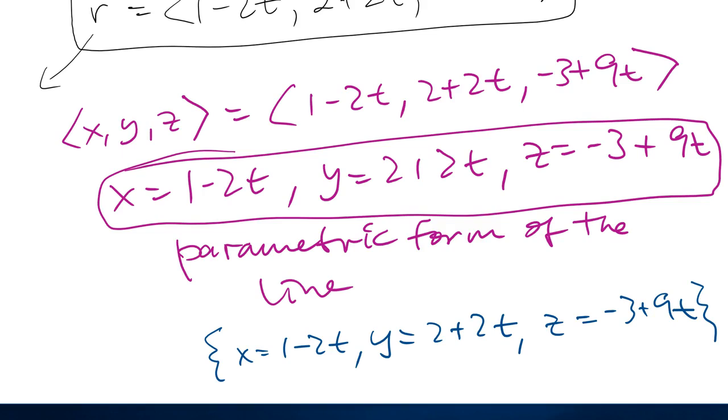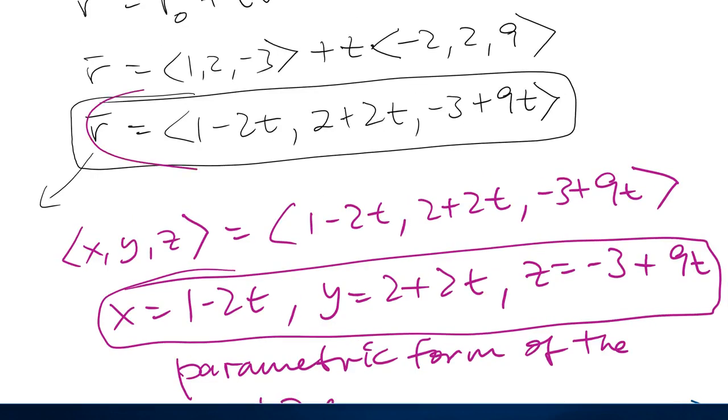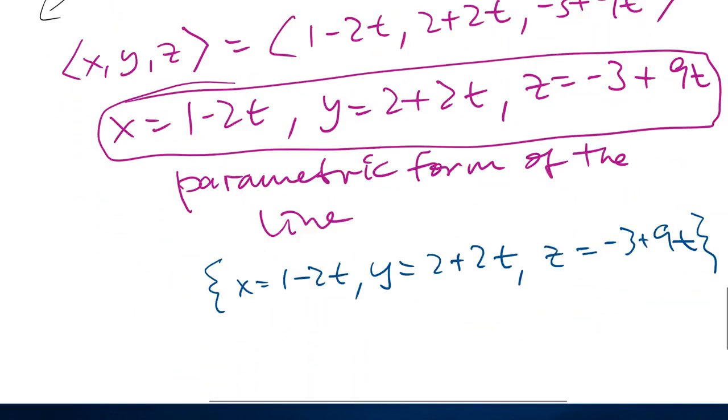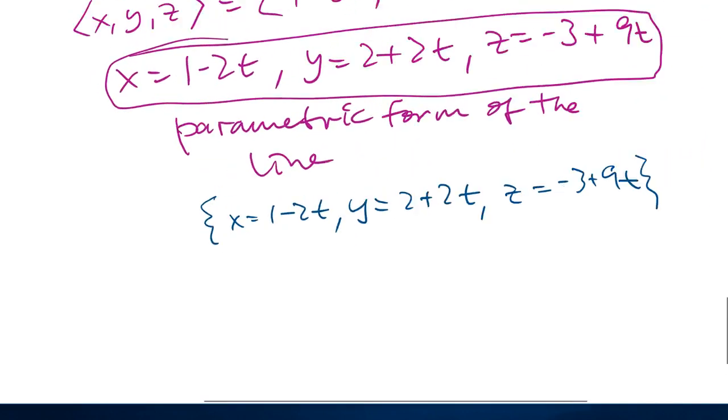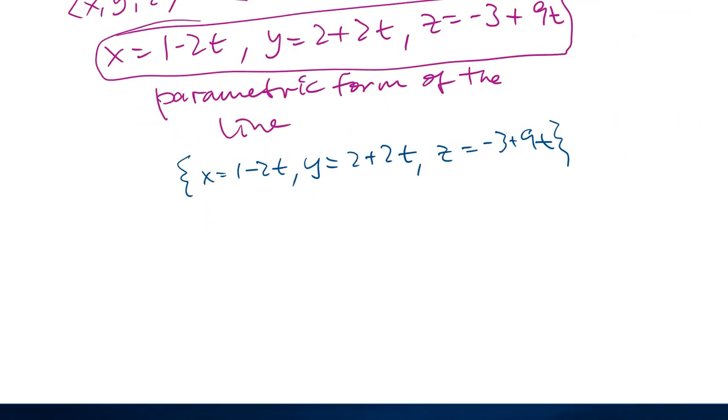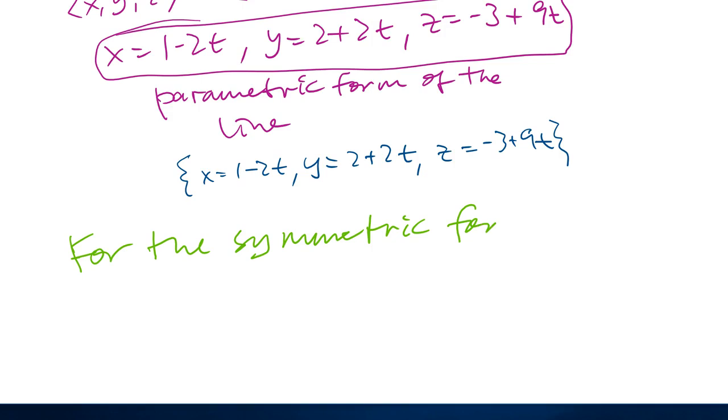Now there's another form, just to make things more confusing for you, which is what math likes to do. I mean, the vector form for me is good enough. Okay, we're done. But the book's going to ask you for the symmetric form. So what I'm going to do is take what I have and solve for t in each little equation. So for the symmetric form of the line, we're going to solve for t in each.